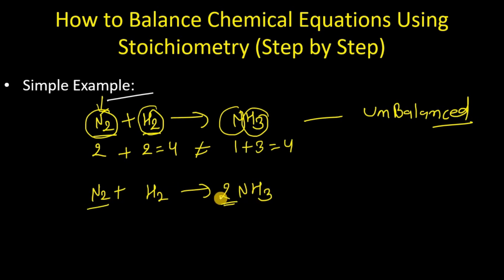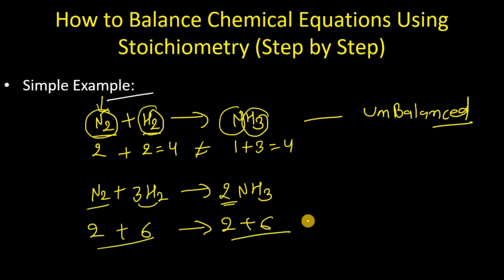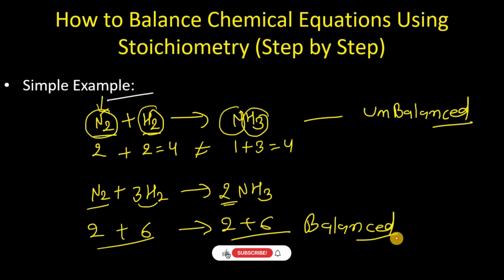Now the hydrogen becomes 6, so I will write 3 here. So 3 into 2 is 6. Now if you calculate, the number of atoms of nitrogen is 2 and hydrogen is 6. Going here, the number of atoms of nitrogen is 2 and hydrogen is 6. So now it becomes balanced. Hope you understood the point.